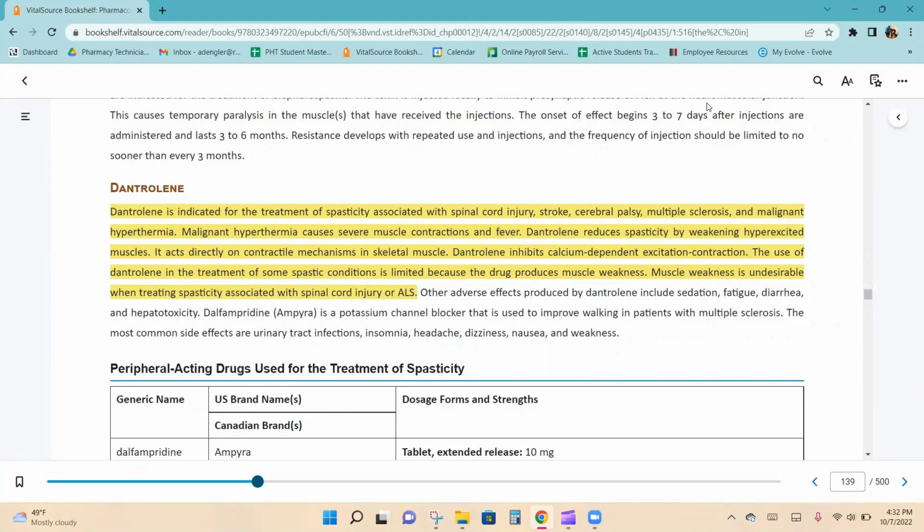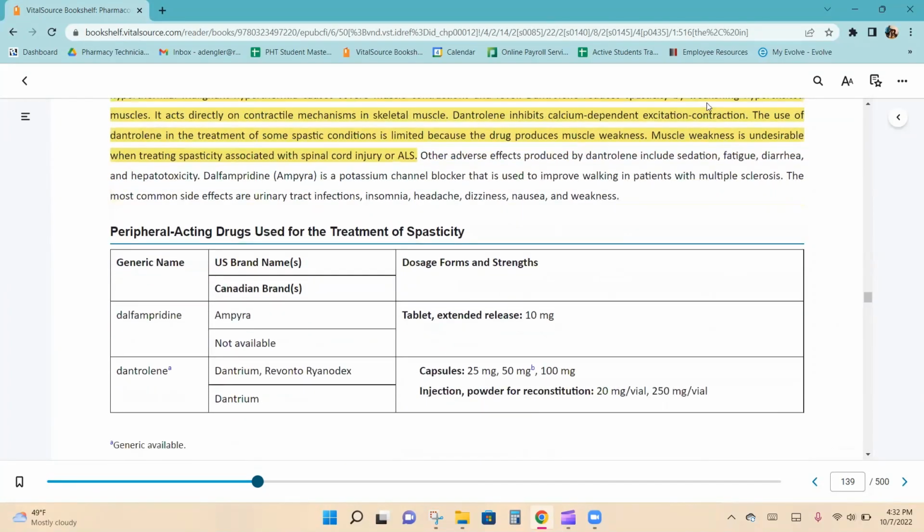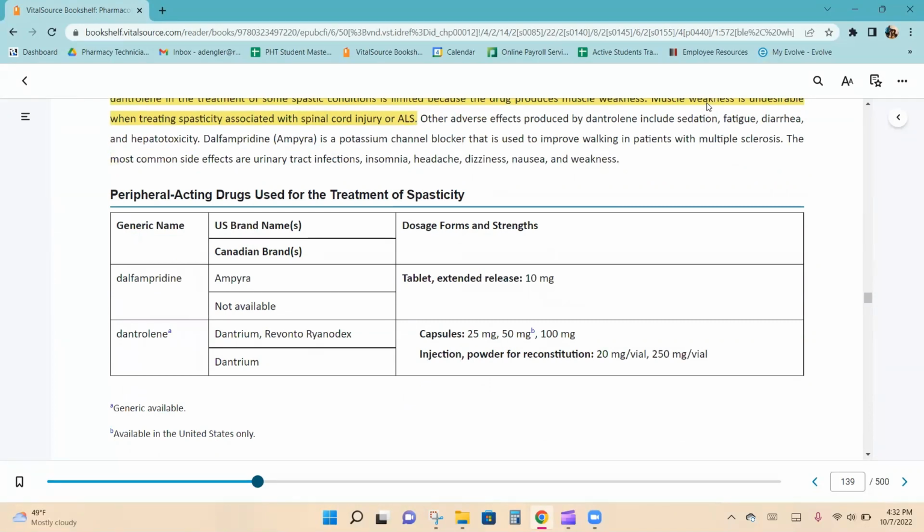The use of dantrolene in the treatment of some spastic conditions is limited because the drug produces muscle weakness. Muscle weakness is undesirable when treating spasticity associated with spinal cord injuries or ALS. So we have peripheral acting drugs used for the treatment of spasticity. Of course, dantrolene we just mentioned is available in a capsule and as an injection. And then the medication Ampyra, dalfampridine, is an extended release tablet.